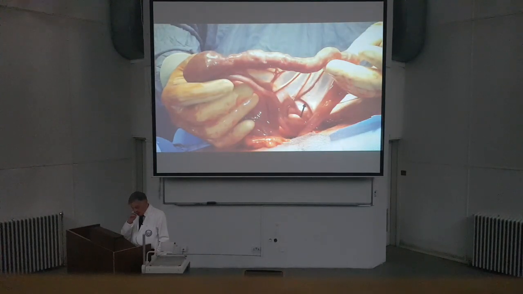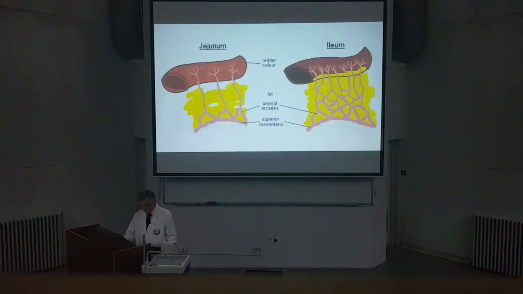The surgeon is holding the small intestine up, where you can see the mesentery, 2 layers of peritoneum, so transparent, and you see blood vessels. Blood supply to the different parts of small intestine is different.